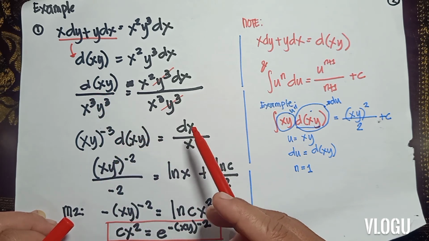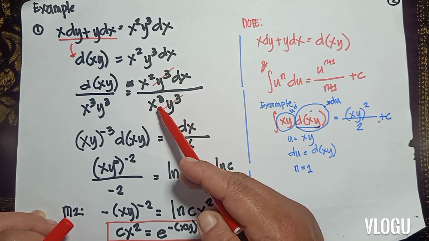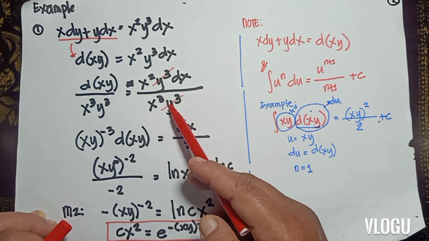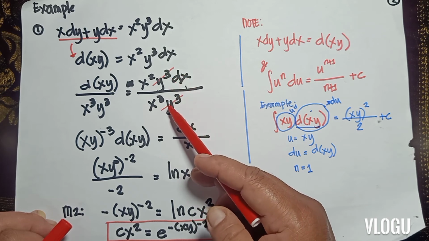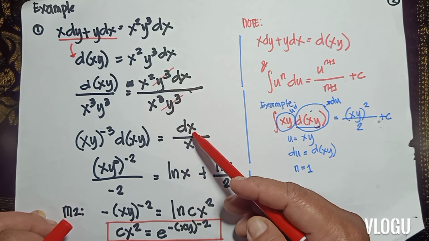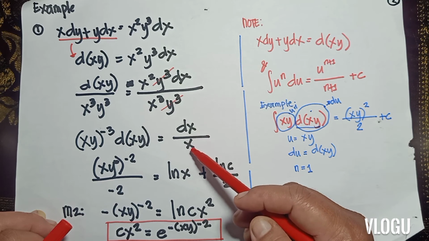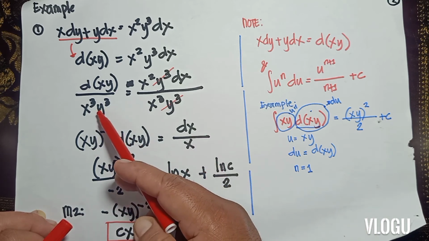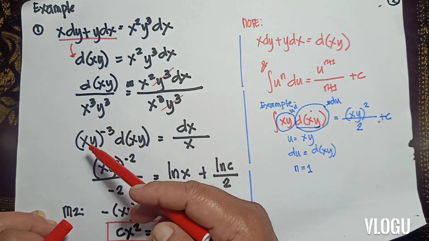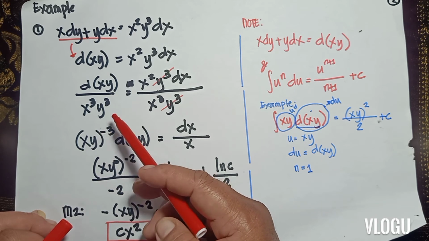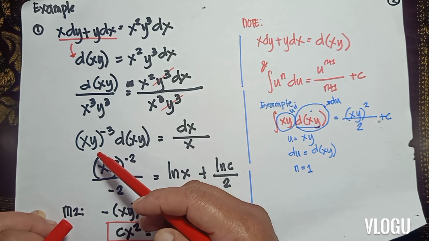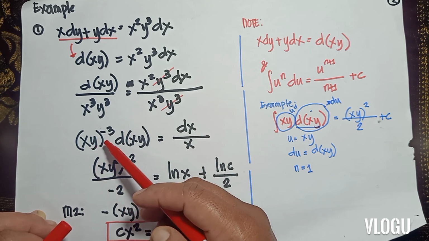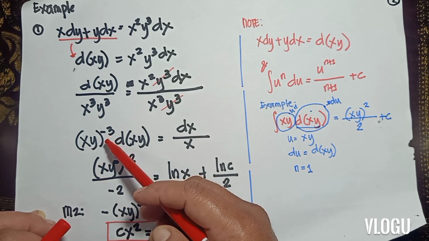Once you have that form, we divide this with x cube, y cube, so we can cancel y cube. What remains is dx over x. So here, x cube y cube is equivalent to xy raised to positive 3. If we bring that up, that would become xy to the negative 3, right?